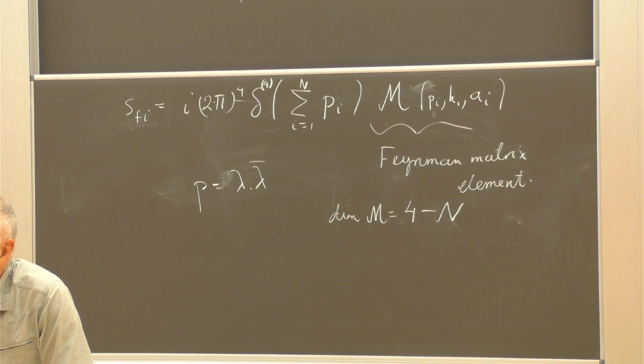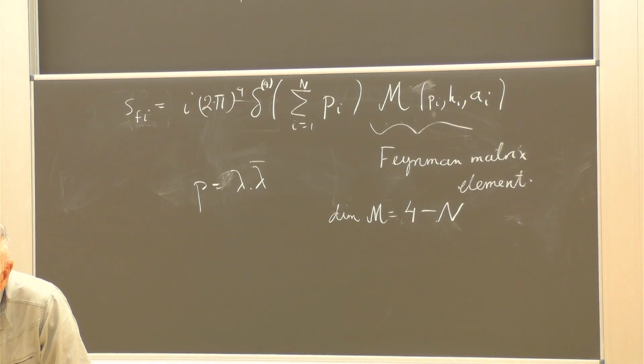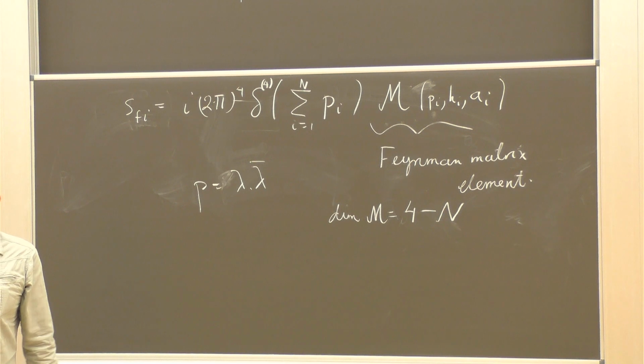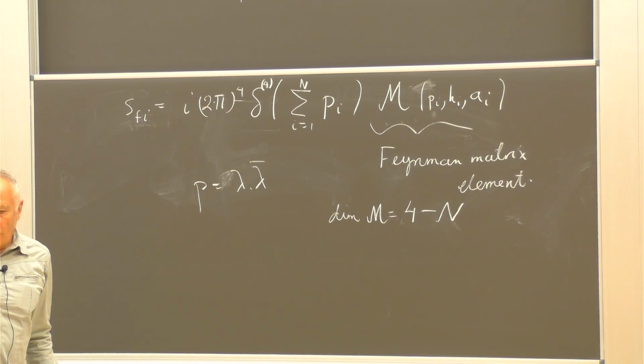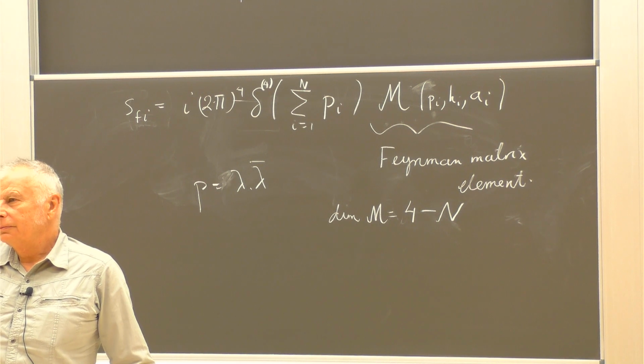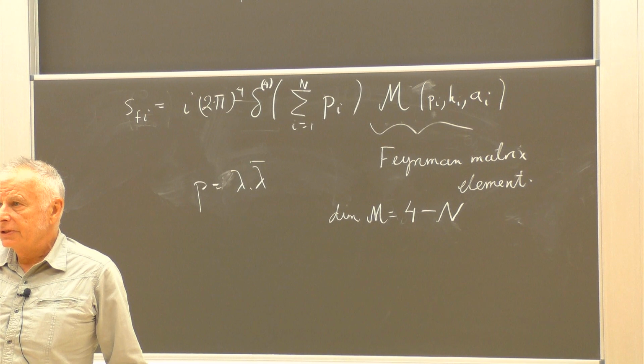Sorry, is that the mass dimension? Mass dimension, 4 minus n. For a four-particle amplitude it should be 0, yes?